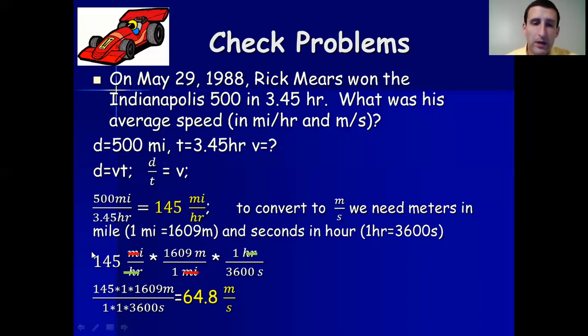Well, we got to multiply across all our numerators, which is 145, 1609, and 1. So we have 145, 1609, and 1, and then all our denominators, which is 1, 1, and 3,600. So we multiply all the numerators together, we multiply all the denominators together, and then we divide them. And that gives us 64.8 meters per second. So that gives us some idea of how meters per second relate to miles per hour.